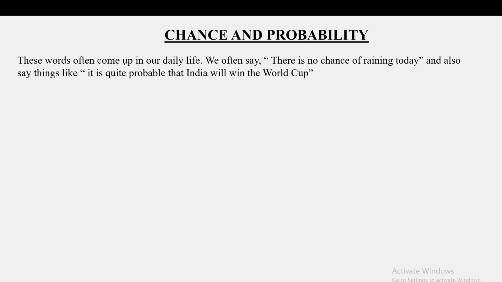Chance and probability. Chance and probability are some of the words we use daily in our life. We say there is no chance of raining today. We are just predicting there is no chance of raining today. Another one is, it is quite probable that India will win the World Cup.